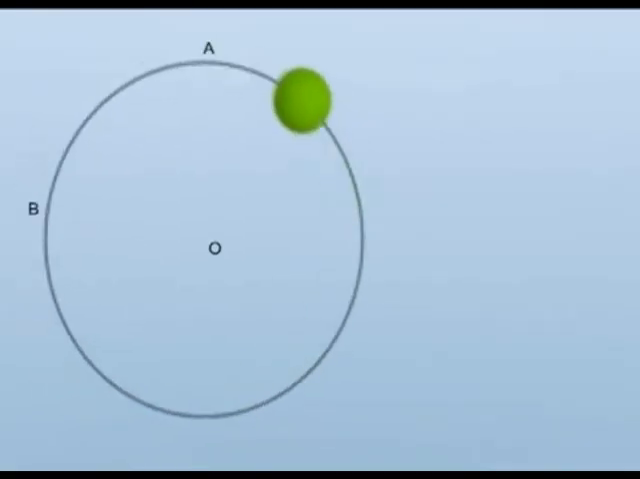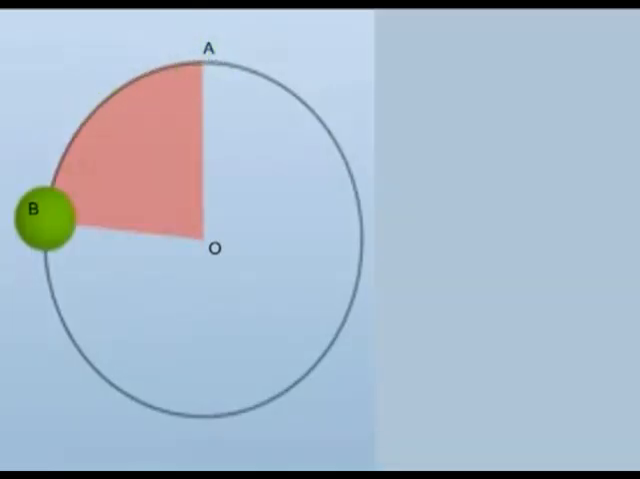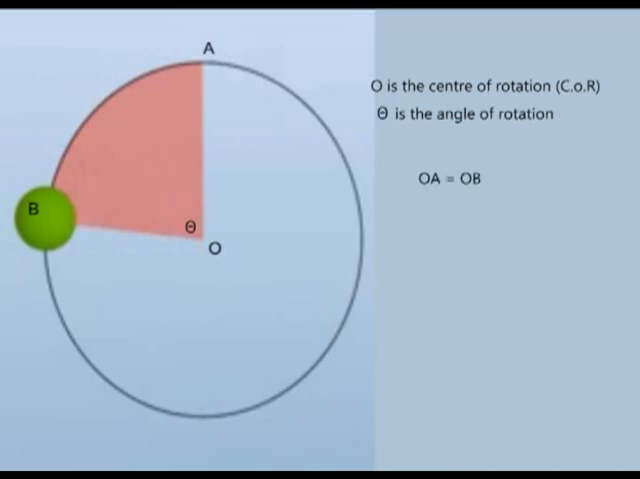Consider an object moving along the circular path from A to B. O is the center of rotation. Theta is the angle of rotation. The distance OA is equal to the distance OB because it is the radius of the circular path.